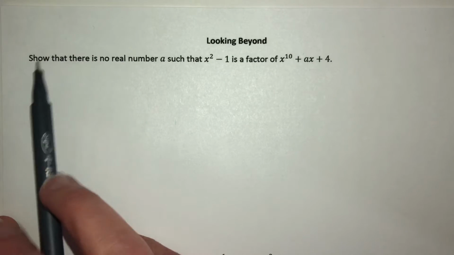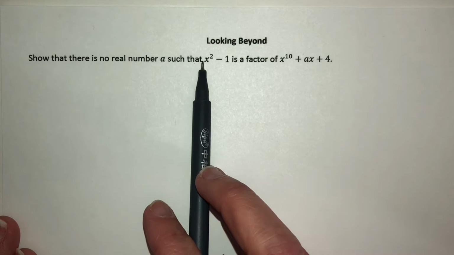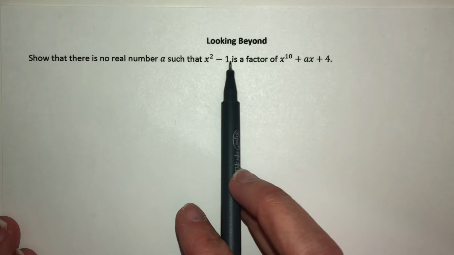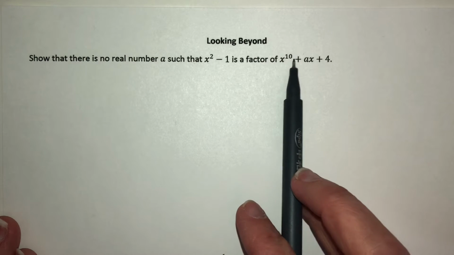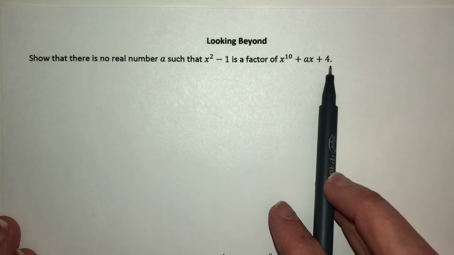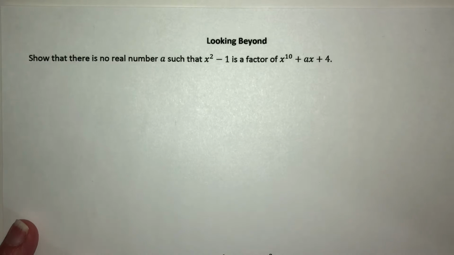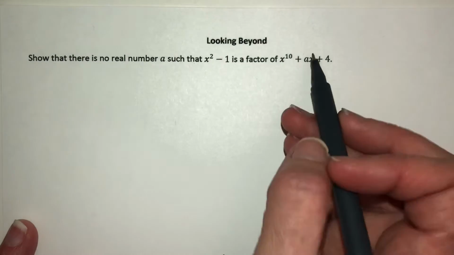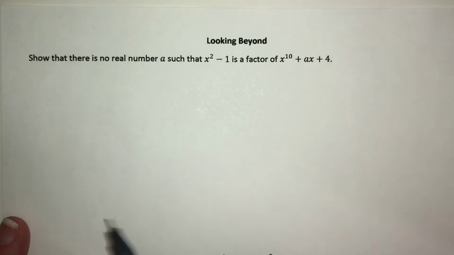First of all, we want to show that there is no real number a such that x squared minus 1 is a factor of x to the 10th plus ax plus 4. Okay? Now, if it is a factor, then that means it divides evenly, so our remainder is 0. So basically what I want to do here is to do the division. I want to see if there's a 0 remainder.